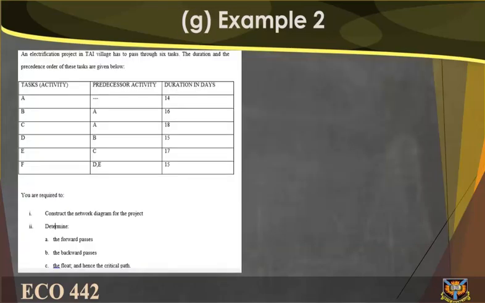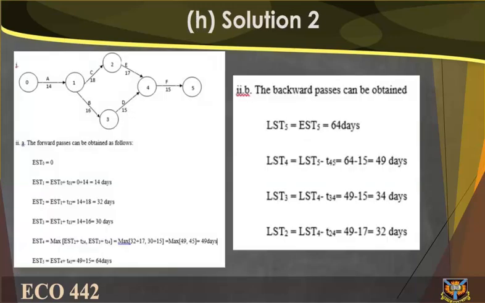G. Example 2. An electrification project in a Thai village has to pass through 6 tasks. The duration and the precedence order of these tasks are given below. You are required to: 1. Construct the network diagram for the project. 2. Determine A. The forward passes, B. The backward passes, C. The float, and hence the critical path. H. Solution 2. See figure 1.